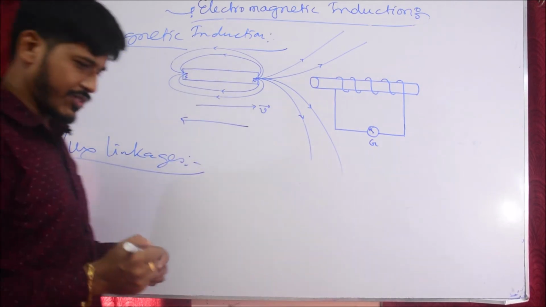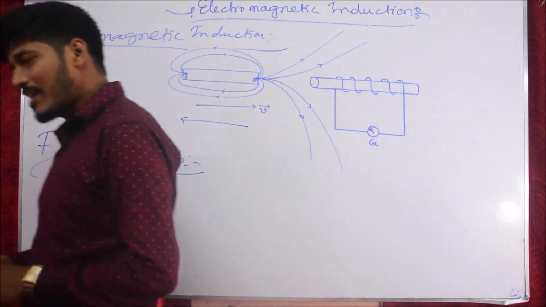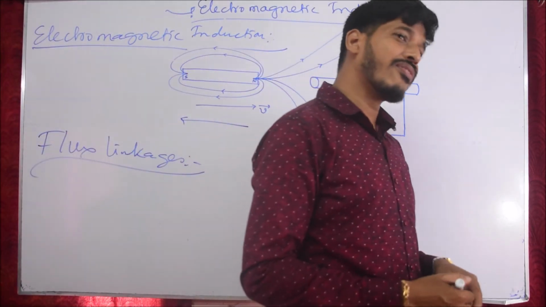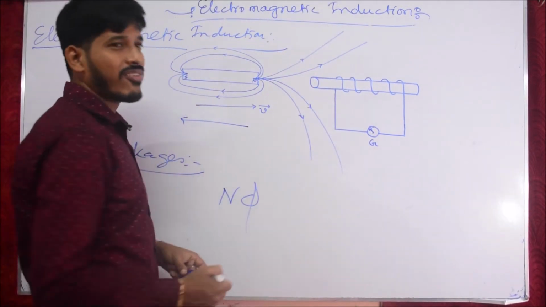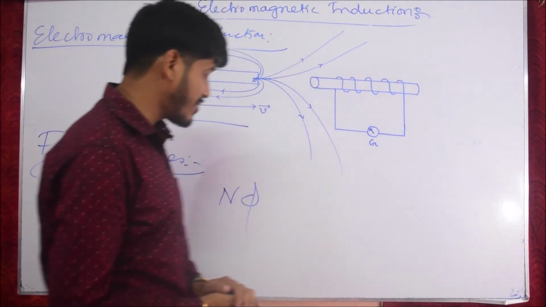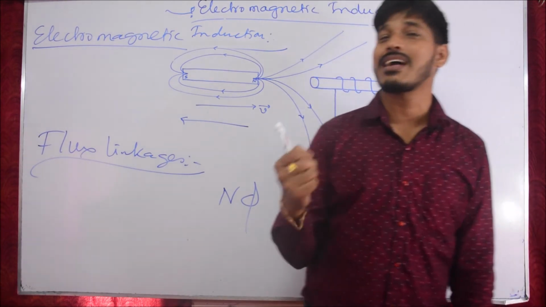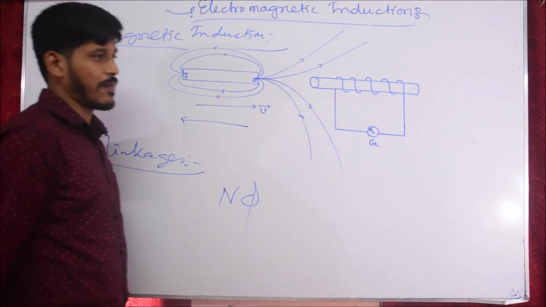Flux linkages. What do you mean by flux linkages? Flux linkages is the product of the number of turns and the flux linked with each turn of the coil, that is N phi. N phi is the flux linkages. Flux linkages is the product of the number of turns and the magnetic flux linked with each turn of the coil, that is your flux linkages.